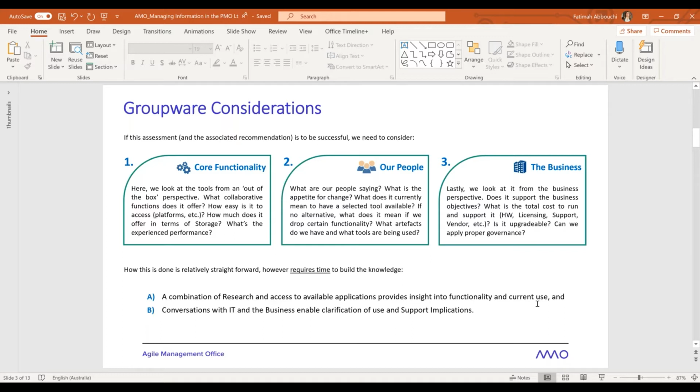Ultimately, when we bring together solutions or recommendations as a result of an assessment, it's not only independent research that we have to undertake, looking at the functionality, looking at how people are going to be using it, whether they're in IT, business, finance, HR, wherever the tool is going to be leveraged, and also how it fits in with your organization. So these are just 3 of the key groupware considerations that we take into place.